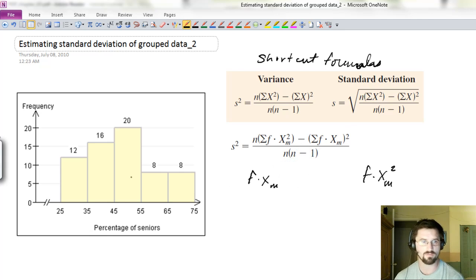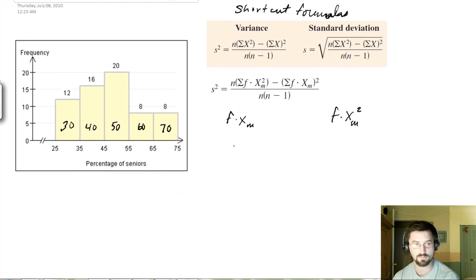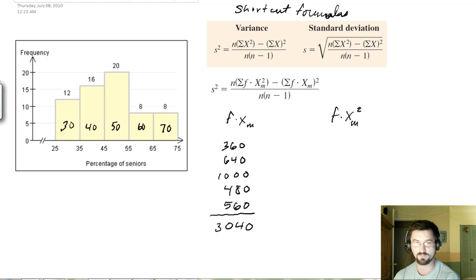First I have to figure out my midpoints. In this case, super easy. Then I do my frequencies times my midpoint. So 12 times 30 is 360, 4 times 16 is 640, 5 times 2 with the zeros is 1,000, 6 times 8 is 480 and 56 with a 0 is 560. When I add these up, 360 and 640 is 1,000, 2,000, and 3,040 is the total.